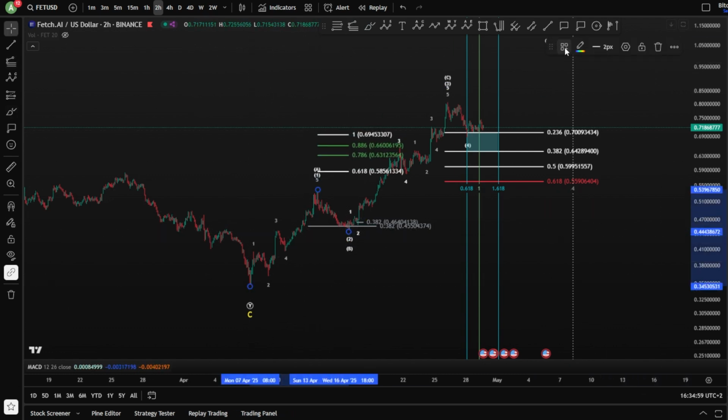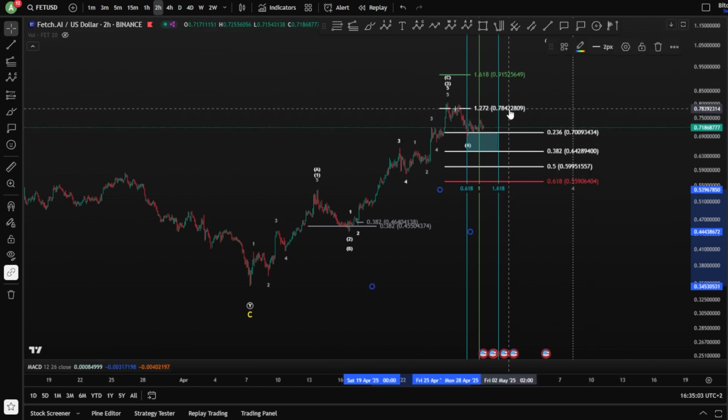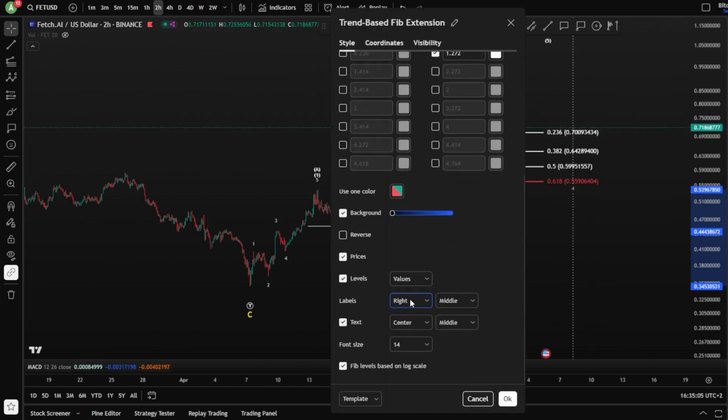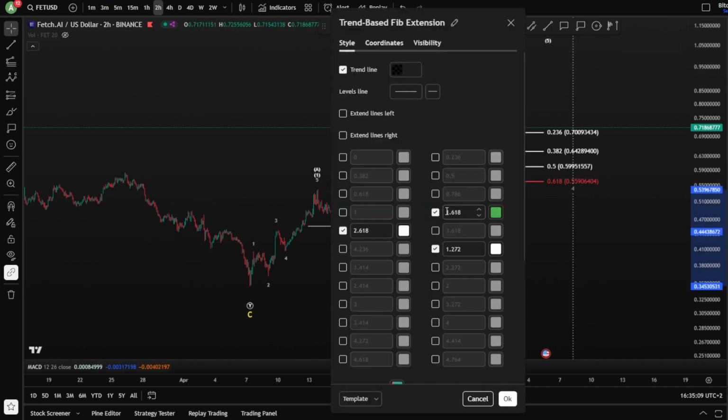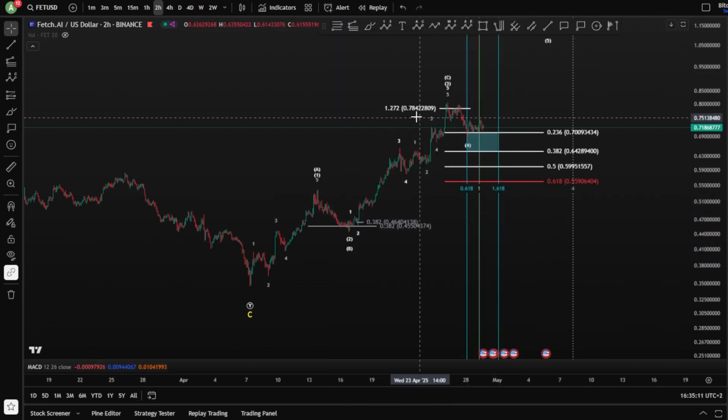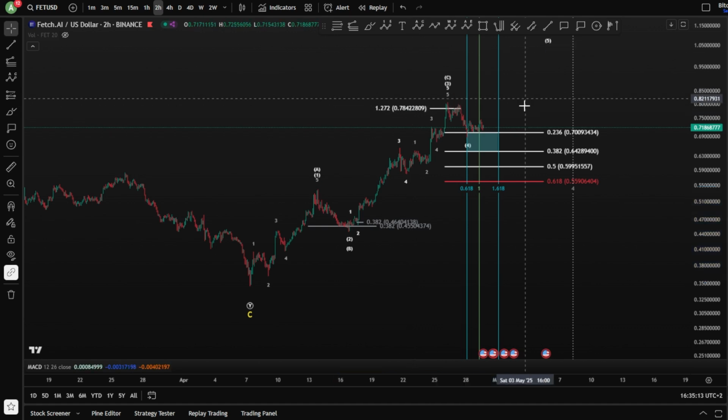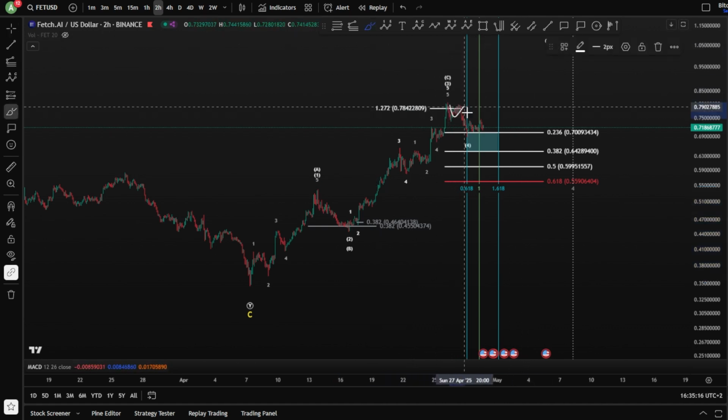Now, basically, since we have a nice wave 3 as an impulse toward the upside, we have already hit a nice fib level for a wave 3 here as an impulse. We are looking at the 1.27, which is the minimum requirement for a wave 3, right? And this is a good signal that we might be in a wave 3, continuation for higher after a wave 4.